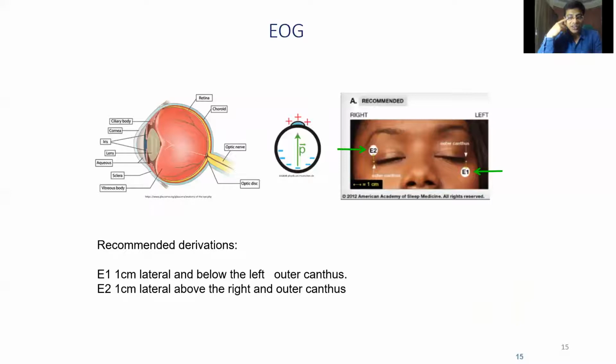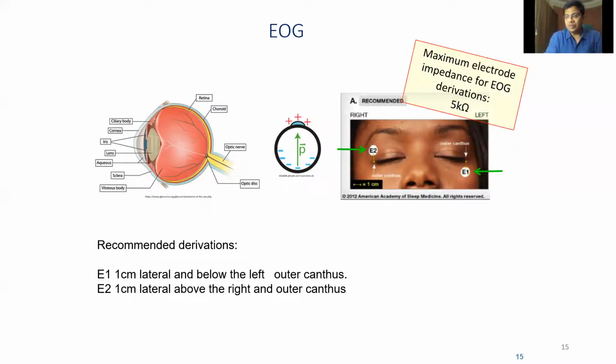So right canthus, 1 centimeter right, 1 centimeter above is E2. Again here, 1 centimeter left, 1 centimeter down will be your E1. So this is how you need to find EOG locations, and maximum impedance has to be 5 kilo ohms, either for EEG or for EOG or for chin EMG.